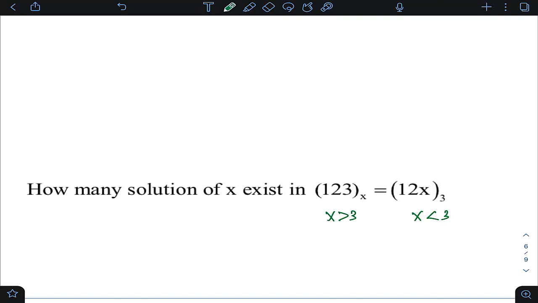So you need a condition that x should be greater than 3 and x should also be less than 3. But is it possible? No. x is an integer, a positive integer. So how can an integer be greater than something and less than the same number? It's not possible. So no solution exists. How many solutions? 0. No solution exists for this equation.